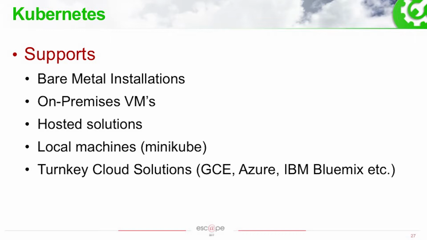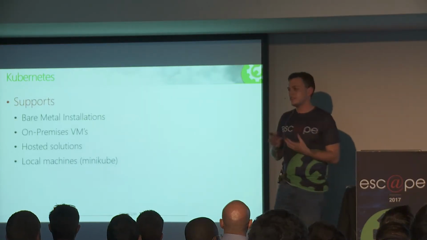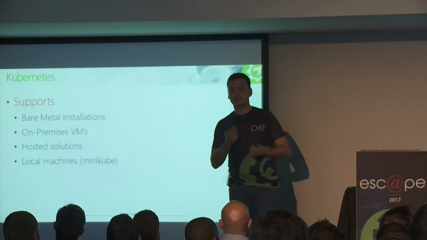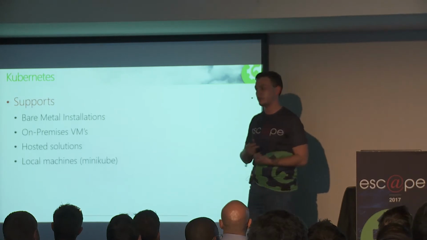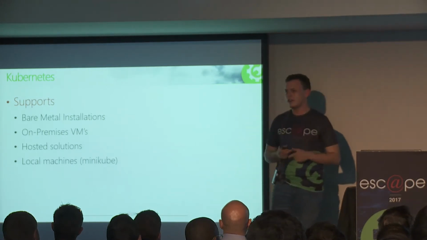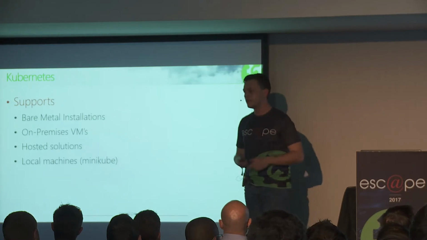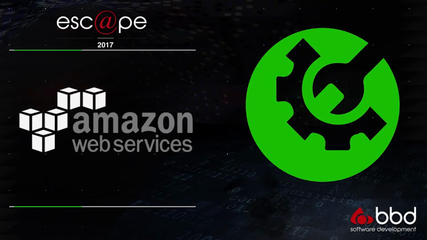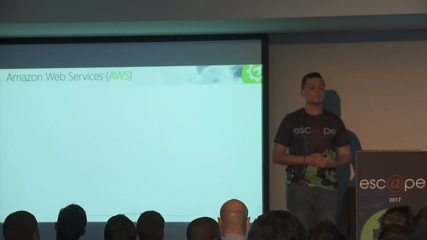Also on local machines, this is very useful for debugging locally. It's essentially a little virtual machine that I start up where this Kubernetes cluster consists of a single node, where that node functions as both a master as well as a slave, or in the Kubernetes jargon, a minion or node. It also runs on, I think, mostly all of the turnkey cloud solutions, something like IBM Bluemix or Google's GCE or Microsoft Azure, but also on Amazon Web Services, which is the main topic of this talk.